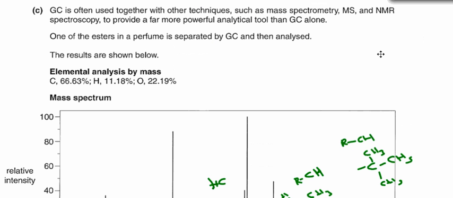Okay, it's the final part of this question, part 4C. We've got gas chromatography and other techniques used for analysis. Here we've got one of the esters from the previous part of the question that's being analysed in more detail. And we've got the elemental analysis, so you're going to try and work out the empirical formula.